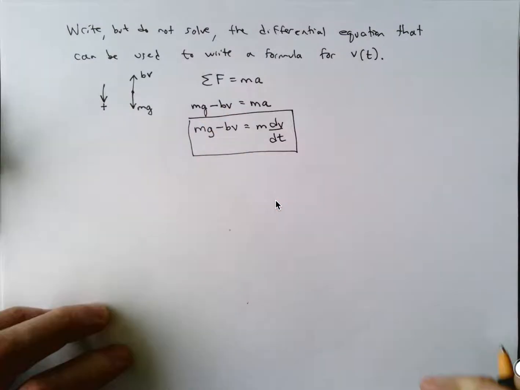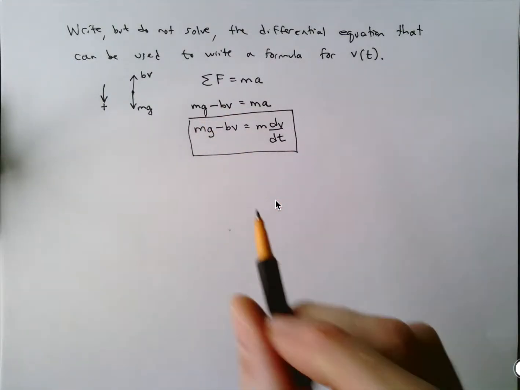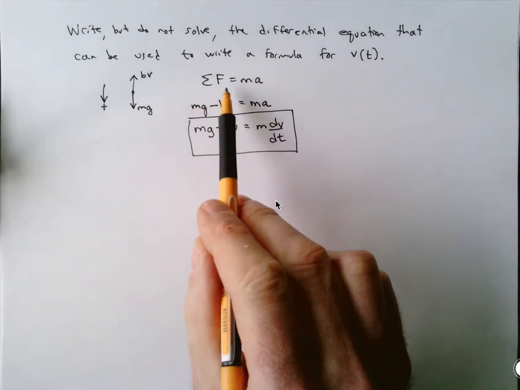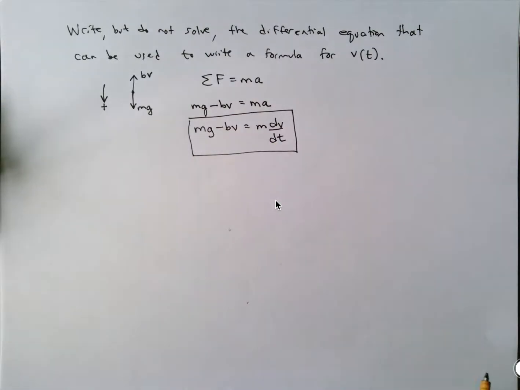That's it. You're done. If the question is simply to write but do not solve, that's all you have to do. Use net force equals ma and ultimately replace a with dv/dt. And that's it. You're done. So if you get a question like that, be happy because it's pretty easy.